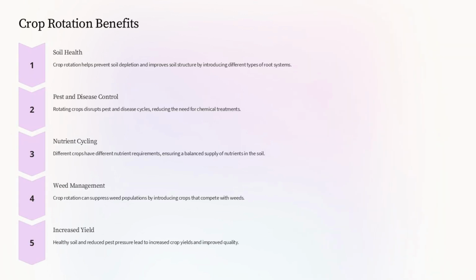Crop rotation is a powerful farming technique that offers numerous benefits to soil health, pest and disease control, nutrient cycling, weed management, and overall crop yields. By introducing different types of root systems through crop rotation, we can prevent soil depletion and improve soil structure, leading to healthier, more productive soil.